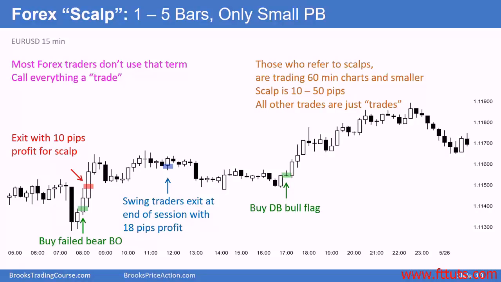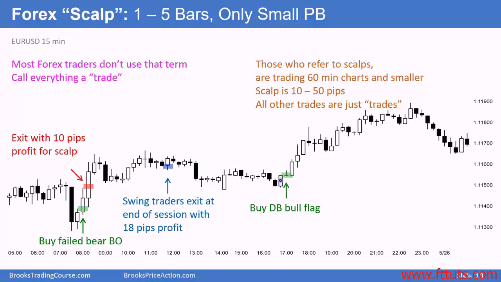Now, let's say we have this. We have a double bottom after a bull breakout. So maybe it's a double bottom bull flag. It certainly is, but maybe it's also a double bottom higher low major trend reversal. We don't know what came before. But in any case, we have a strong reversal up, 4 consecutive bull bars, and then a tight trading range.